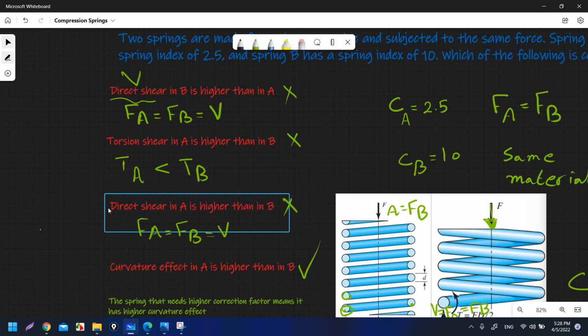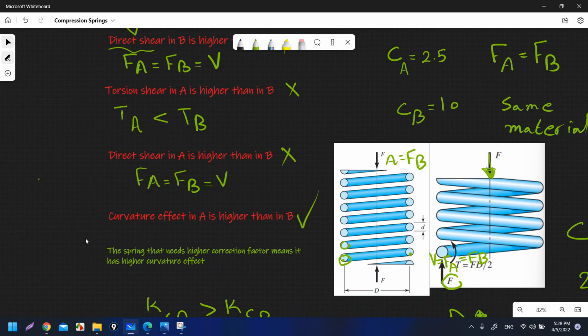This one is the same as the first statement. Direct shear in A is higher than in B is also wrong, because the shear force is the same. Next: curvature effect in A is higher than in B.